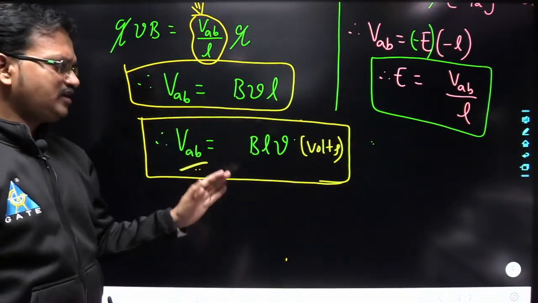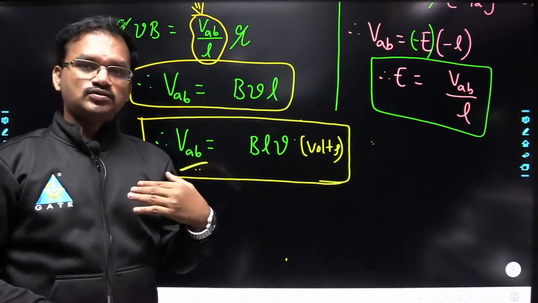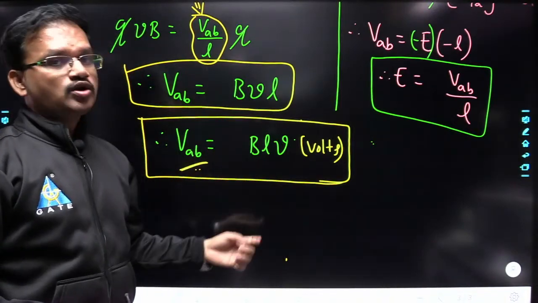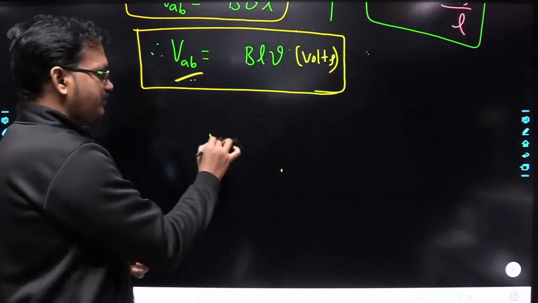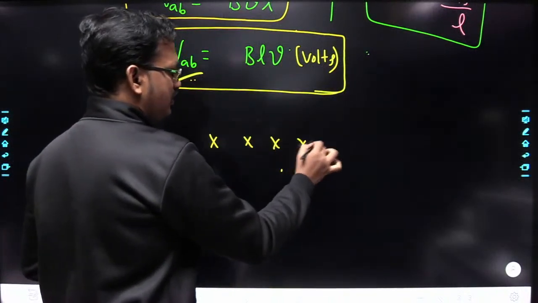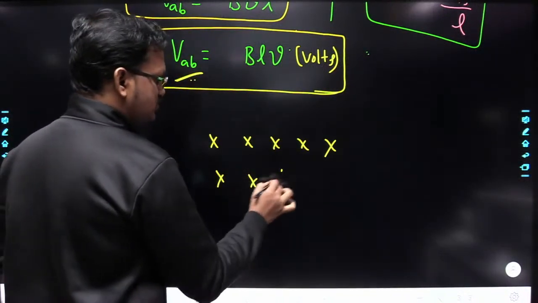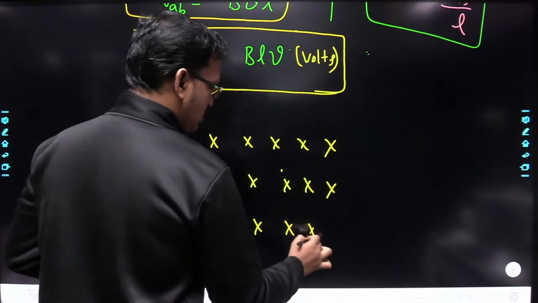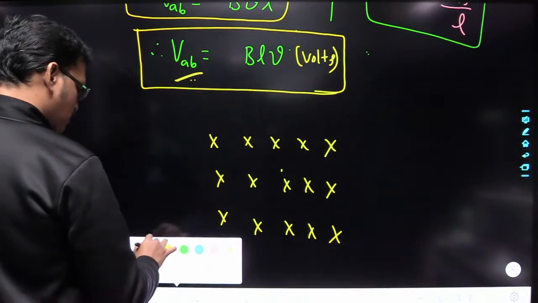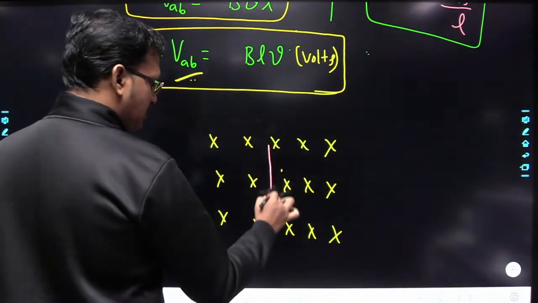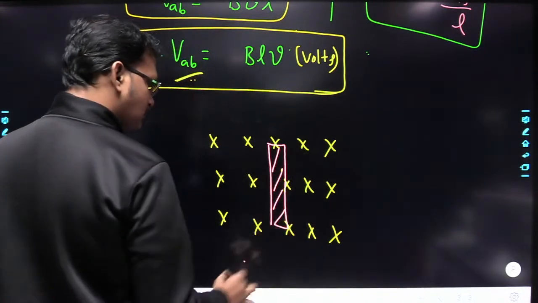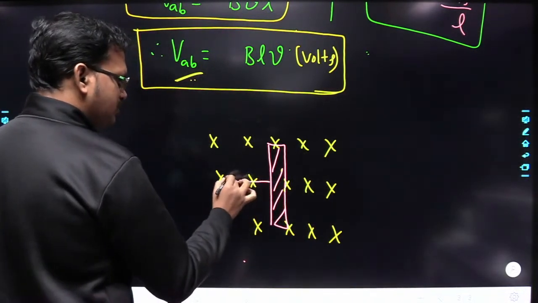For the same thing, if you want to have some practice, just do it as homework. Just take the B field like this. Now take the conducting bar, and move this conducting bar in this direction.